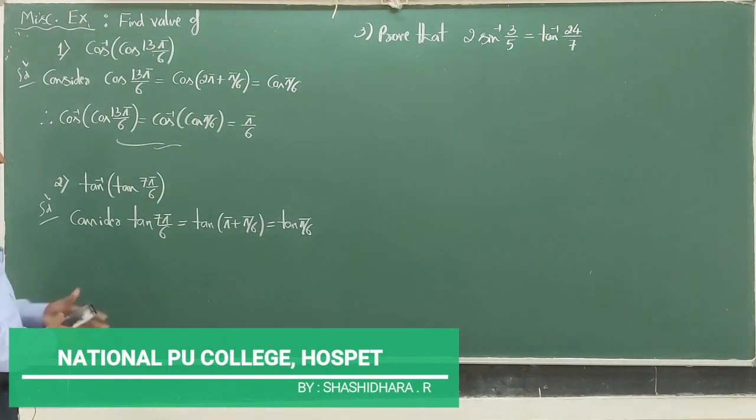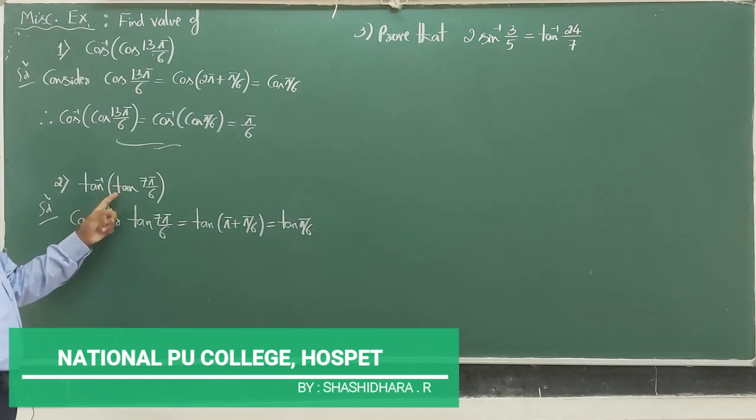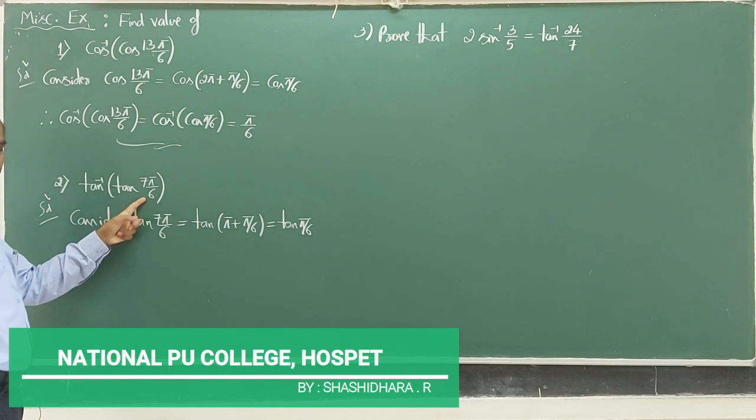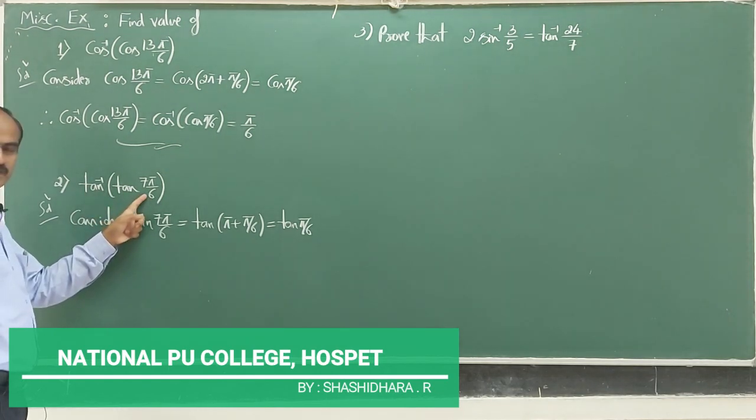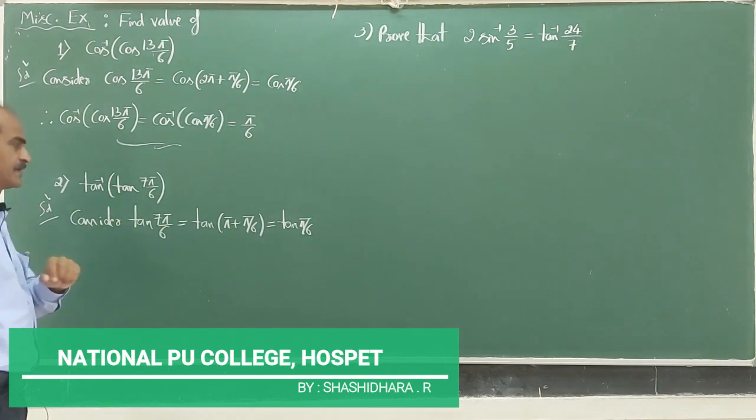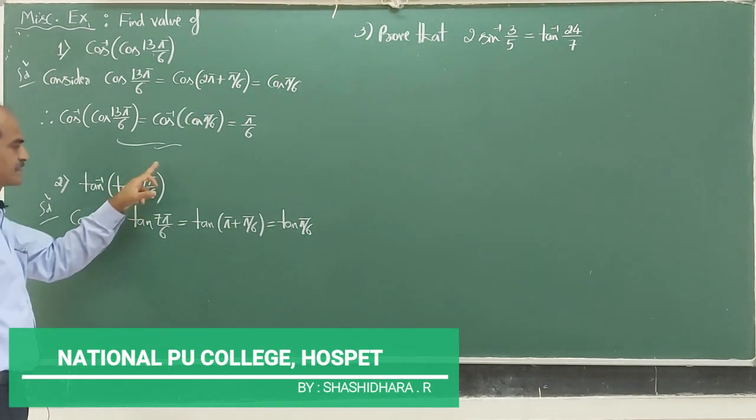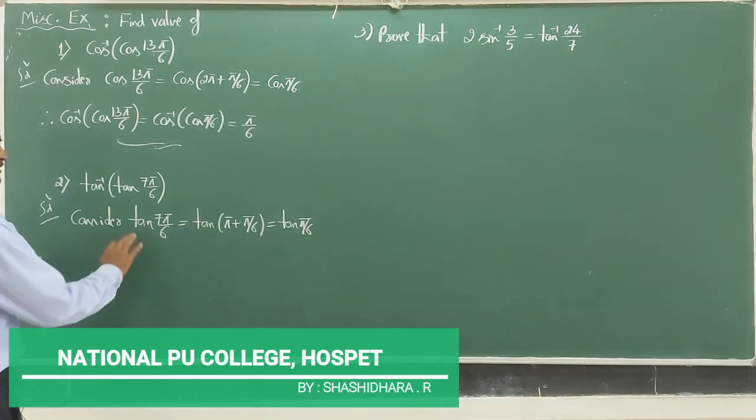Here also, why are we simplifying? The tan inverse of tan y formula we are not applying, because in order to apply that formula, the value of y must be between minus pi by 2 and plus pi by 2. It is not, it is exceeding pi by 2. So, therefore, we are simplifying.